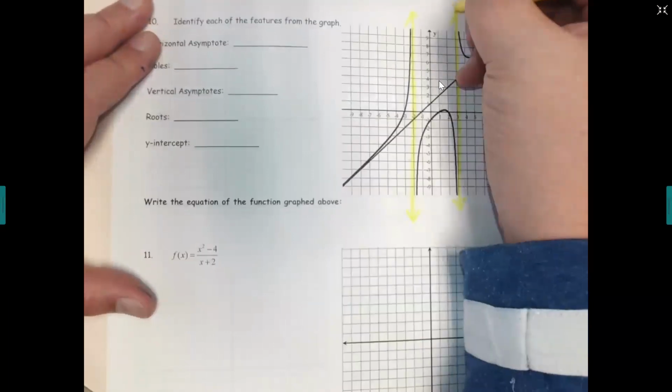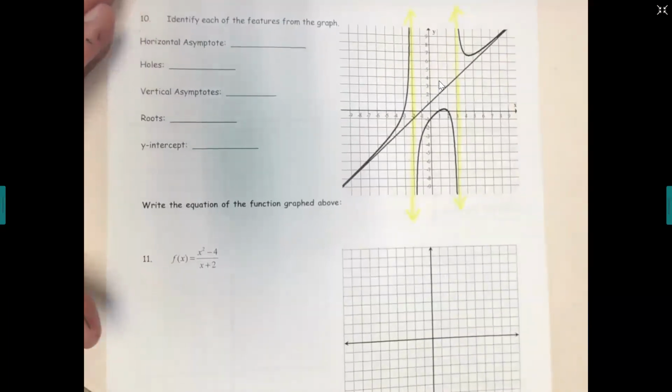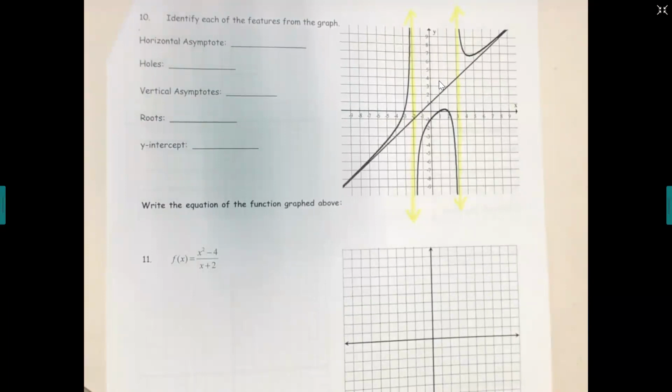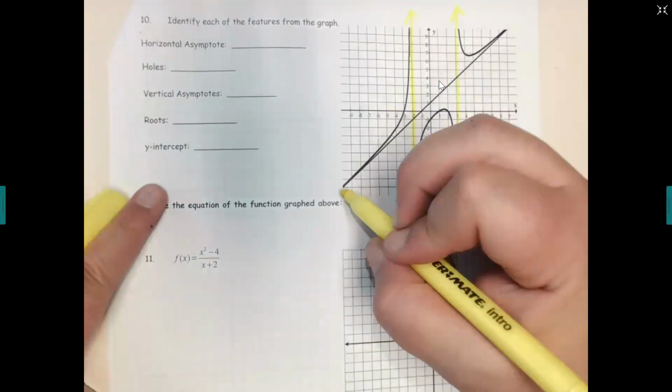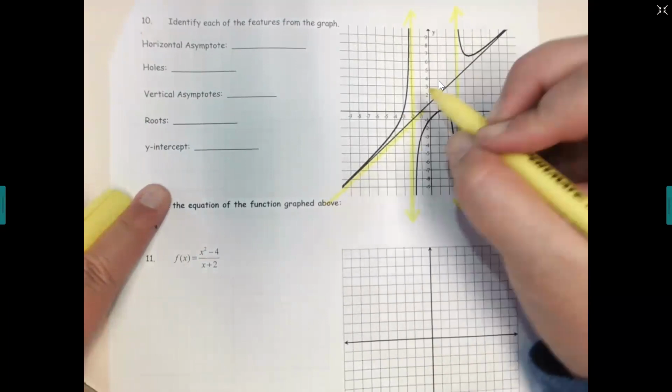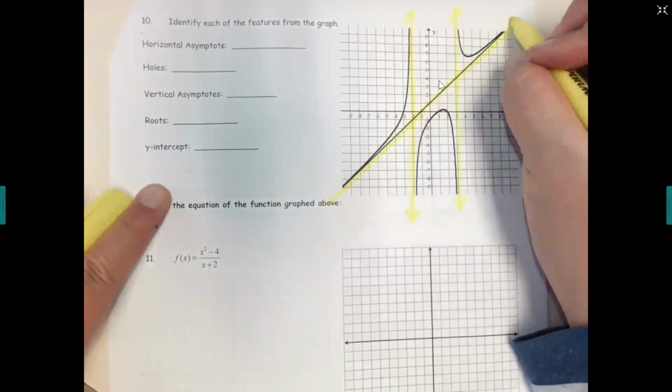Okay, one more question. Do you have a horizontal asymptote? No. Do you have a different kind of asymptote? Slant, or what's the fancy term, starts with the O? Oblique. Okay, so this is also an asymptote.